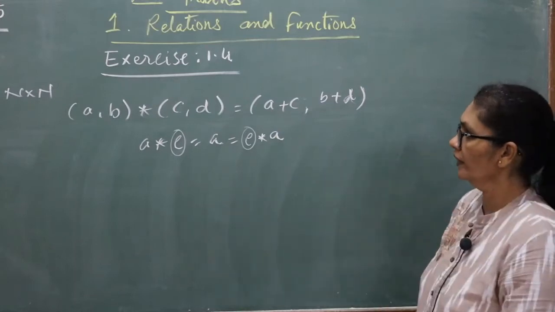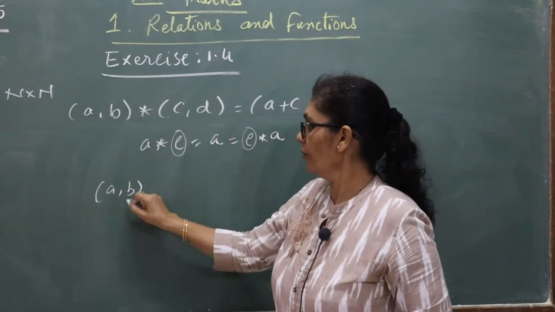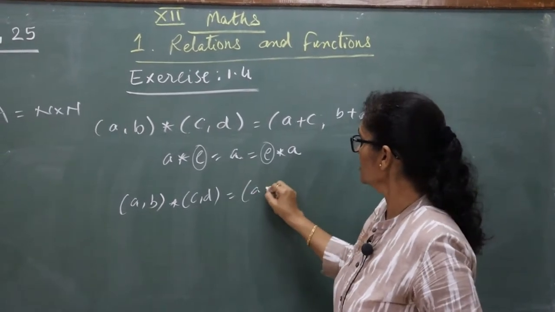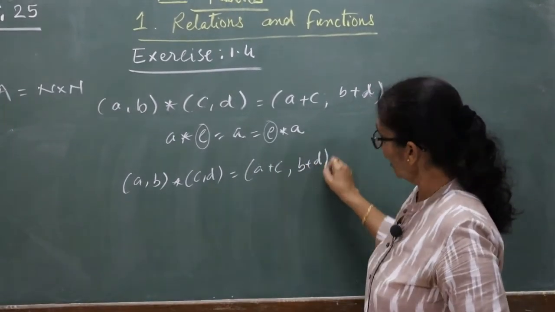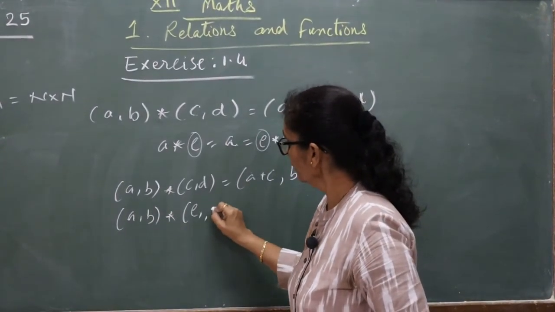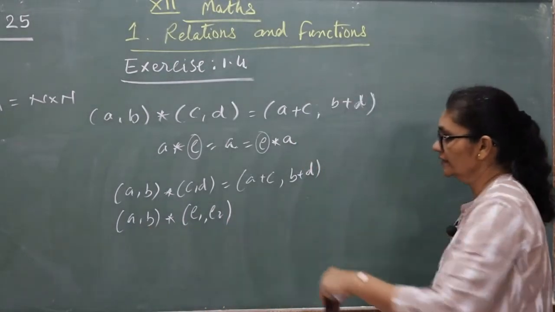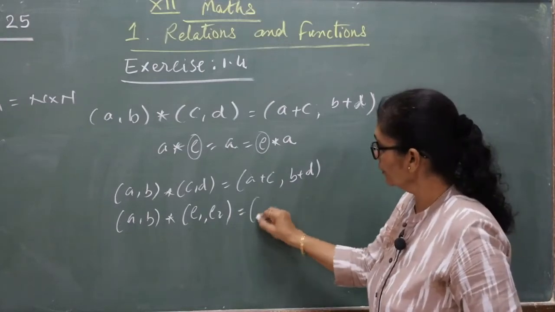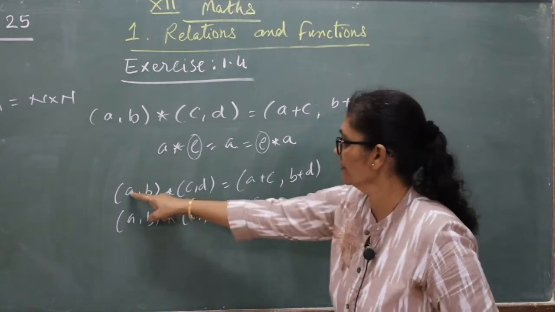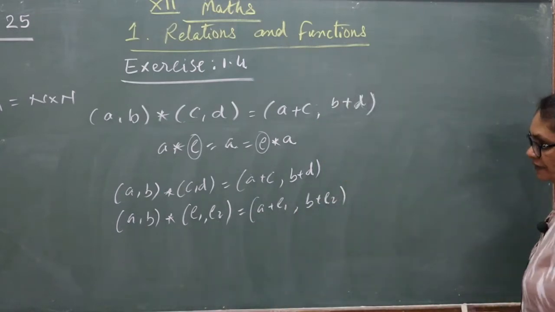Now we have to follow it over here. So here we have these two elements. Suppose (A, B) is related to (C, D), and its relation is (A + C, B + D). Now we are taking (A, B) with (E1, E2). We have a pair given, so we have chosen the identity in the same way. So it's equal to (A + E1, B + E2), because our condition is first with first and second with second.